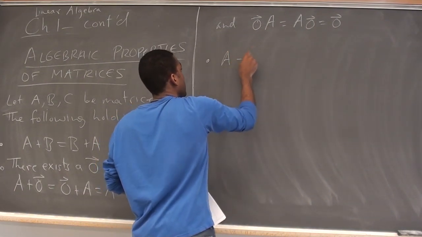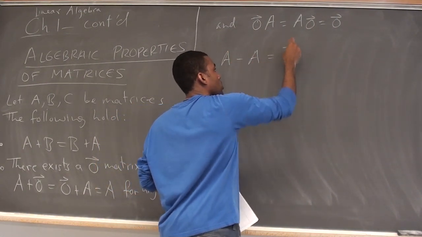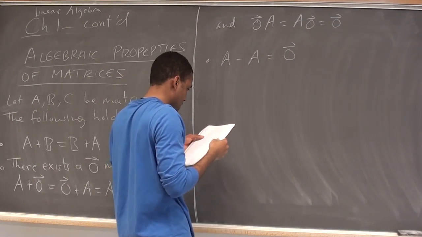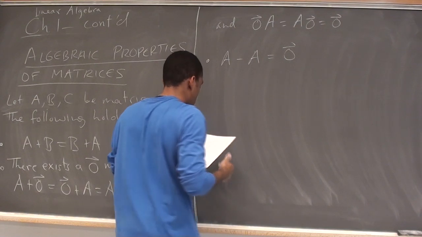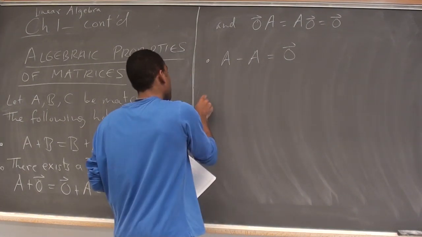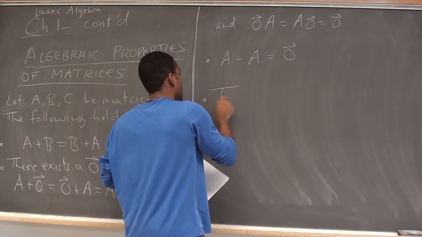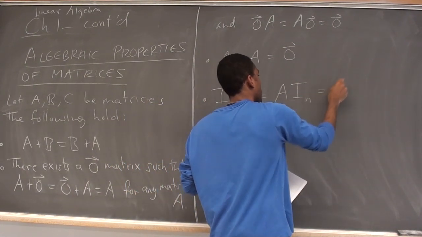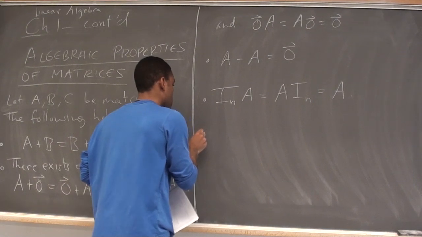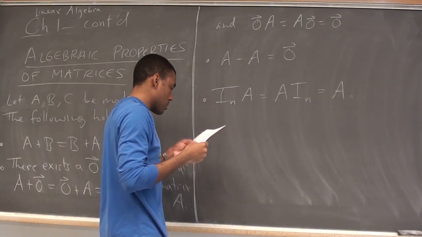And amazingly enough, A minus A is actually 0. It follows from this equation: you can actually subtract A from both sides. Also, IN times A equals A times IN equals A. N you would know from context.